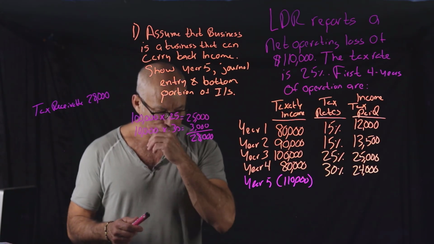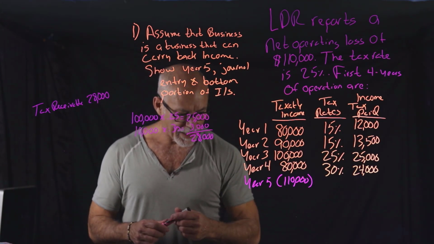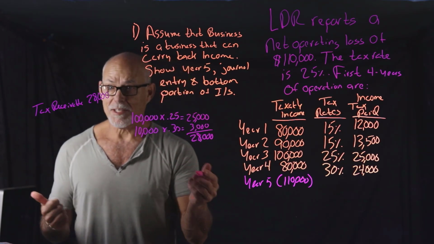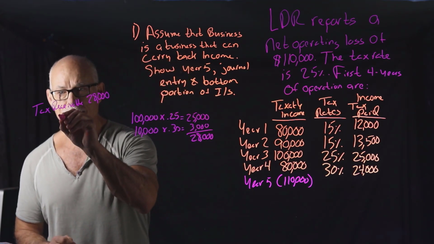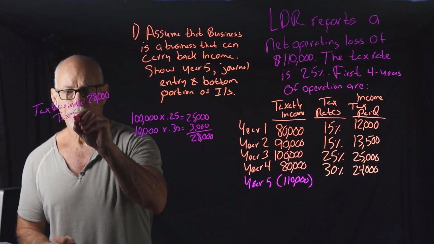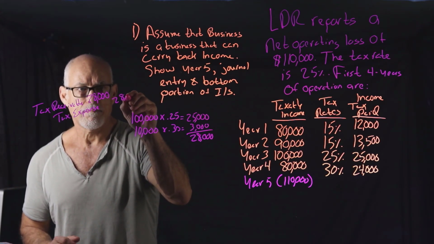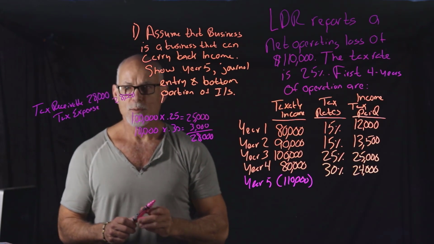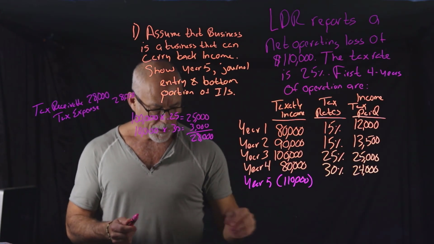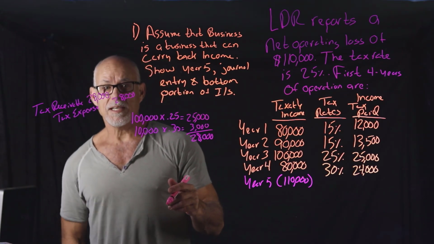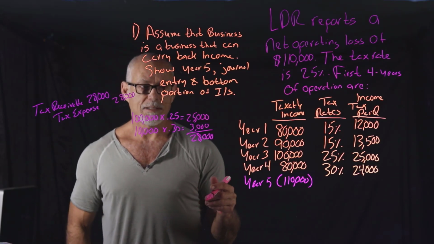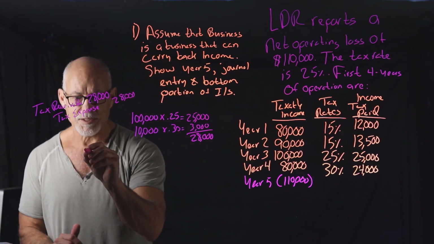And then the other part of that is going to be the income tax expense. We're going to reduce tax expense for that $28,000.